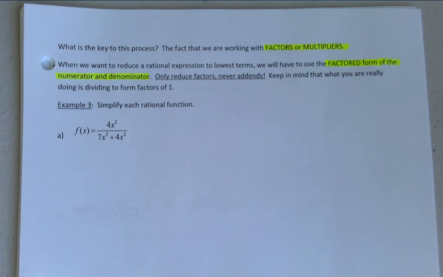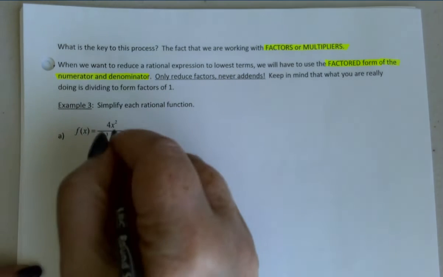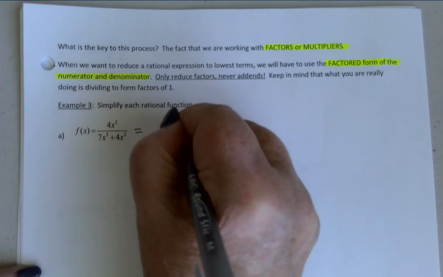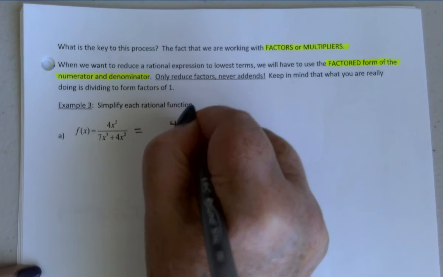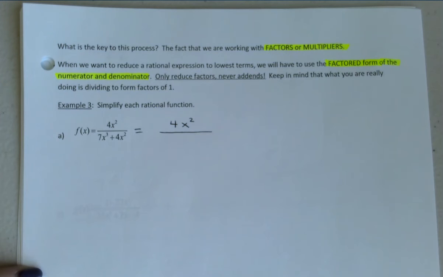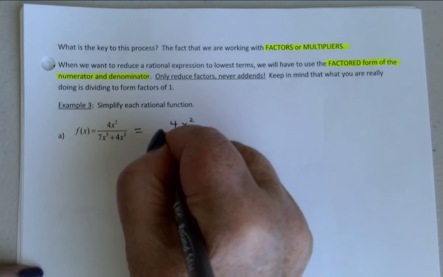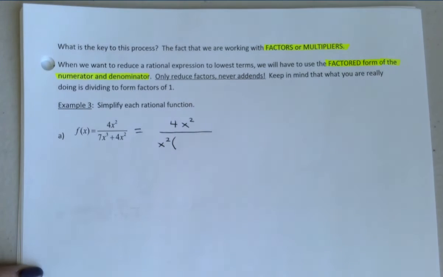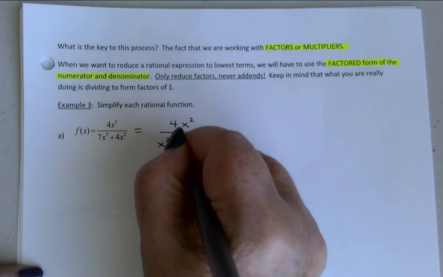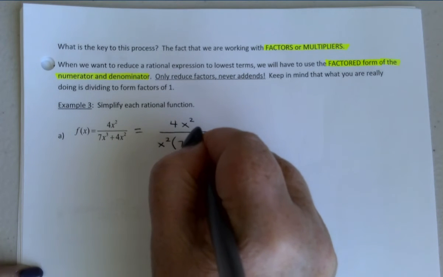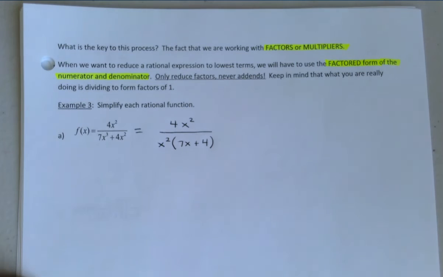Right. All right, so let's go ahead and see what we can do here. We'll do some simplifying. As I look at this first one, the numerator, really, I can't do anything with that. So I'm going to leave the 4x squared just the way it is. But in the denominator, I could factor out a GCF of x squared. When I do that, I get 7x plus 4.